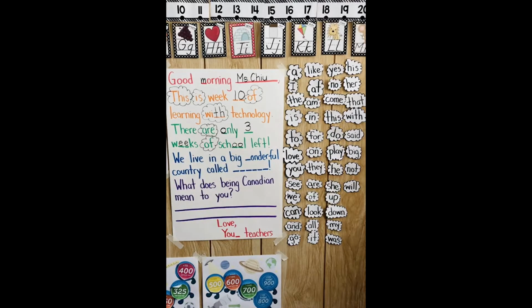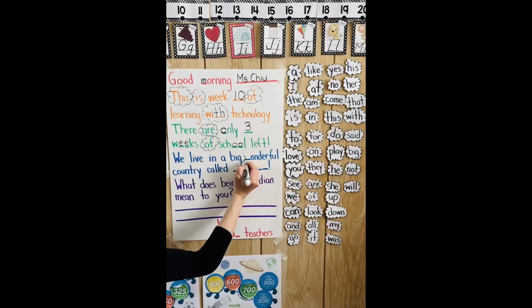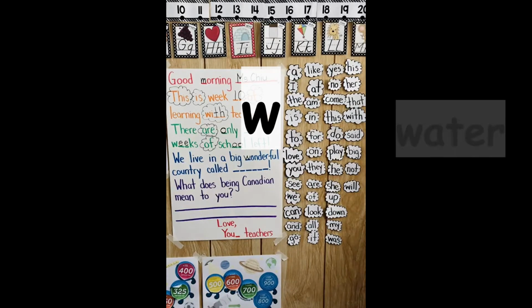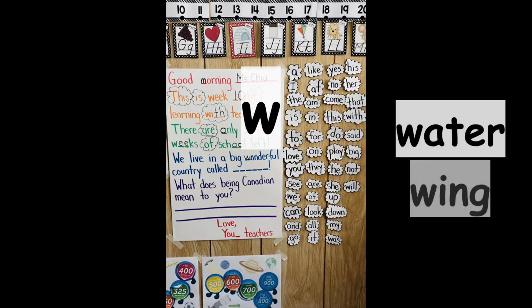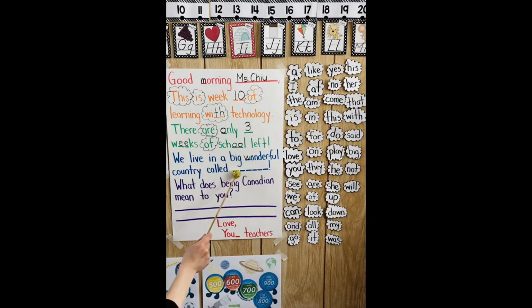Let's start by fixing the big word wonderful. Let's stretch it. Wonderful. We're missing the W sound in the beginning. What letter makes the W sound? It's the letter W. W is for the word water and the word wing. Now, do you know what country we live in? It's called Canada.